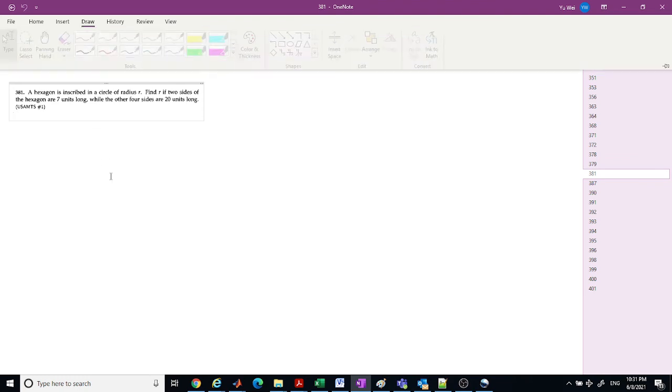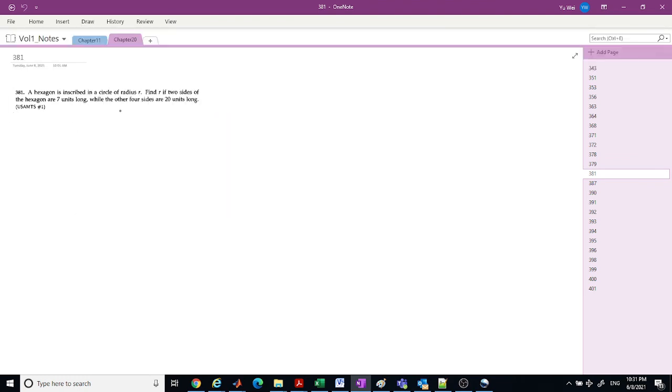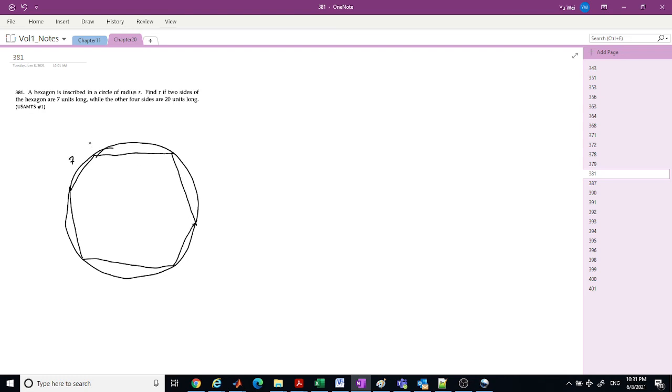So a hexagon is inscribed in a circle with a radius of r. Okay, so we have a hexagon. Then two sides are 7 units and the other 4 sides are 20, okay? So let's draw some 20 units and the two sides are 7. Let's draw a small 7. Okay, let's just draw this. A, B, C, D, E, F. Let's see, this is 7 and all the rest are 20.